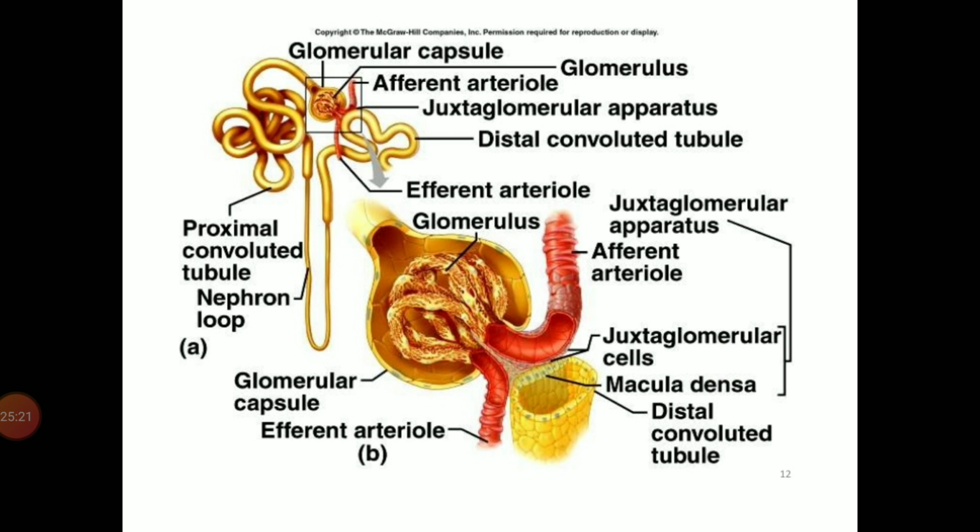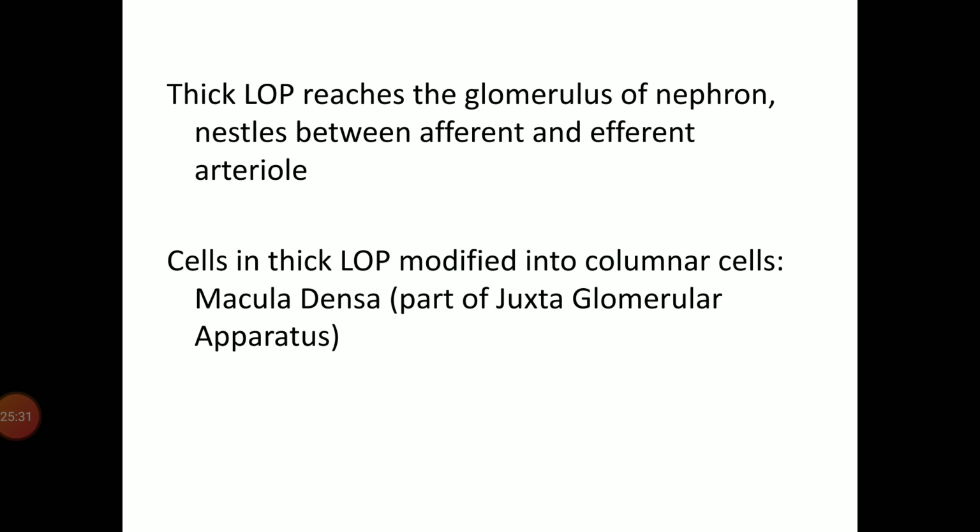Now what is this macula densa and what is its function? We'll discuss this in the juxtaglomerular apparatus, which I'll cover in a separate video. Again, you can see that the thicker loop of Henle, when it reaches the glomerulus of the nephron, nestles between the afferent and efferent arteriole, and the cells become modified into columnar cells to form the macula densa, which are part of the juxtaglomerular apparatus. So till now, at least you have to understand this much.